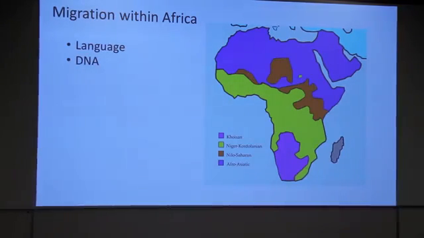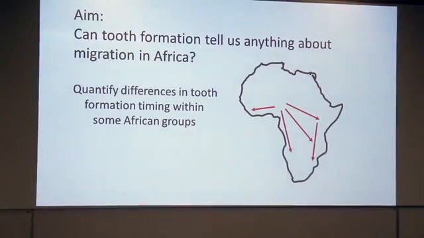In more recent times, there is the beginning of a lot of DNA work looking at admixture to try and work out the patterns of migration within Africa. So it's a very exciting time. The question we've asked is, can the timing of tooth formation tell us anything about migration patterns? So we want to quantify differences in tooth formation between several African groups.